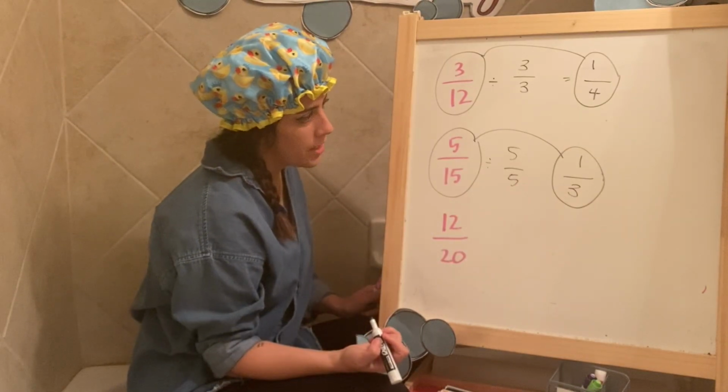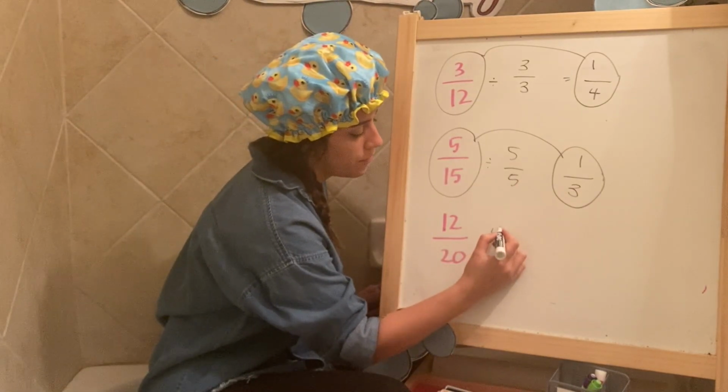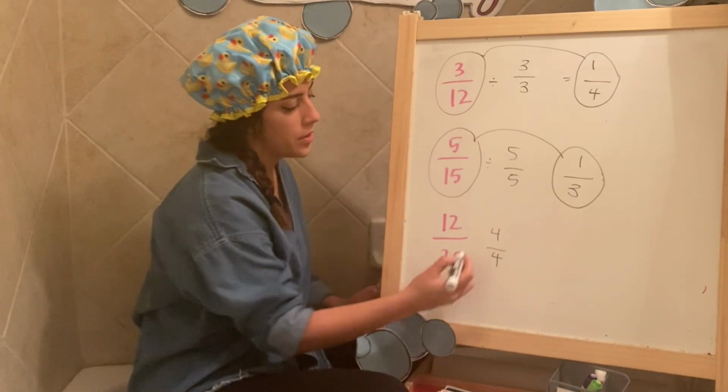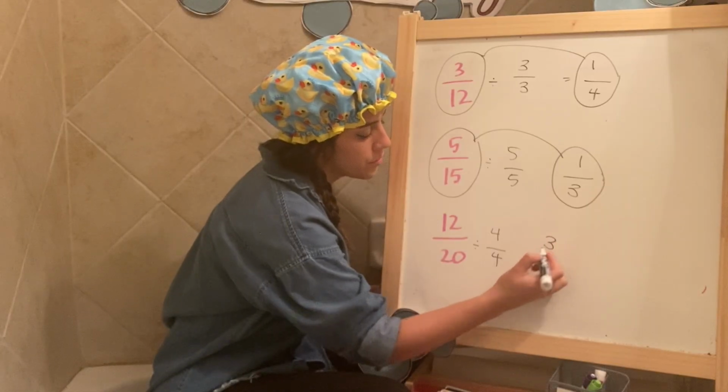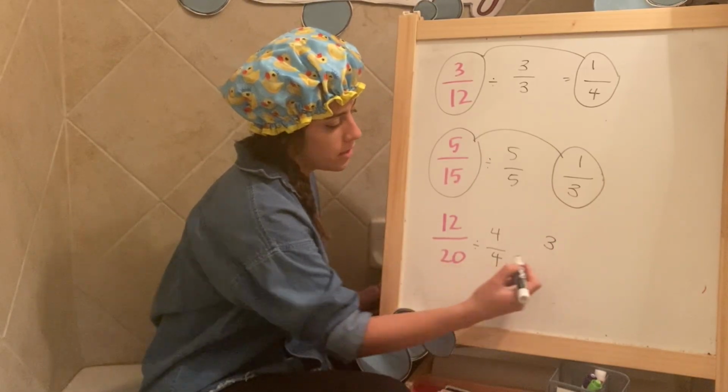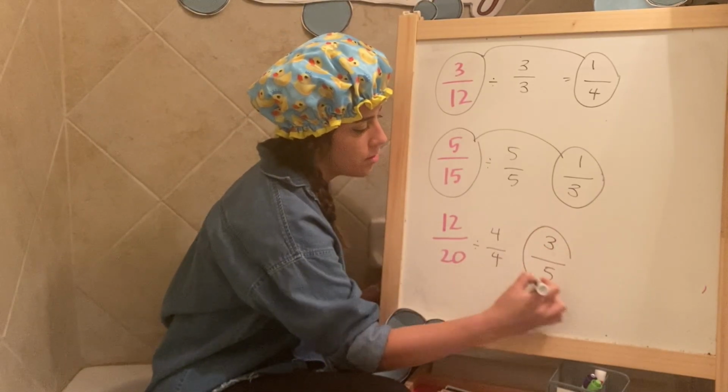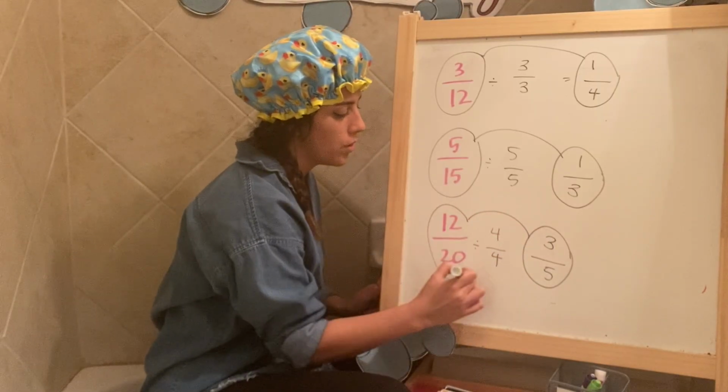Let's say I want to divide this by 4/4. I want to make this smaller. 12 divided by 4 is 3. 20 divided by 4 is 5. 3/5 equals 12/20.